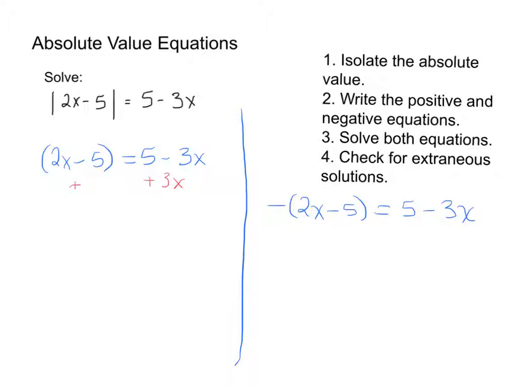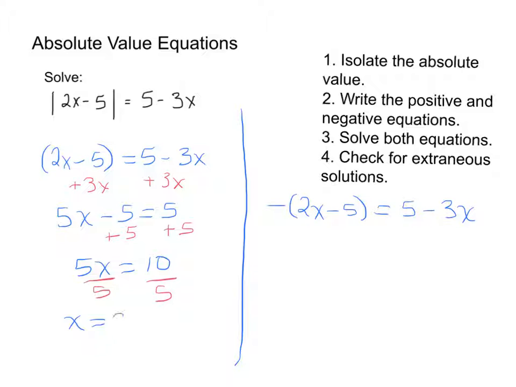And add 3x, so we get 5x minus 5 equals 5. Add 5 to both sides. 5x equals 10. And divide by 5. So I get x equals 2. That's for the positive equation.